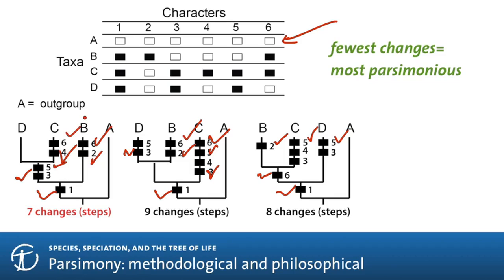Now, if we count up the character changes, we see this tree only took 7 changes or steps on the tree. This one took 9, this one took 8. So this tree right here is more parsimonious, which means it just took the fewest changes. And we want to choose in science those hypotheses that explain something with the fewest assumptions. That's what we have to understand, because as we add more characters, our preferred tree could change. And that's the nature of science. You're constantly trying to test these characters.